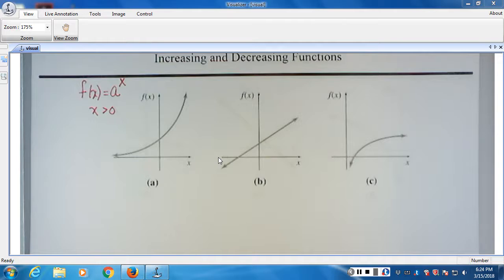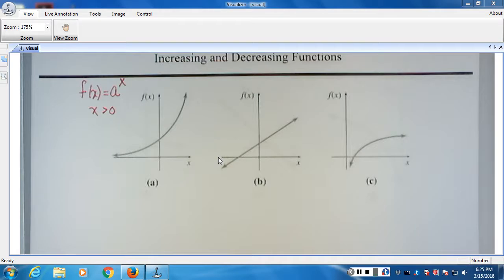e to the x would behave the same way. It would go up fast. The only difference is e is just a number that's a little bit bigger than 2. It's an irrational number, okay? And the bigger that number a is, the faster it's going to go up. Because anytime you multiply a number by another factor of itself, it gets big really, really fast. So that function, as x gets larger, is increasing regardless of what the value of a is.